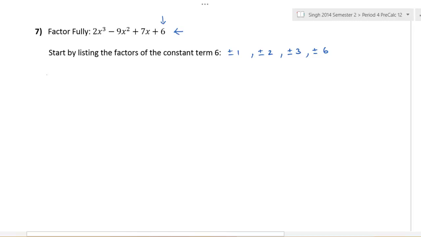I'm going to start off by trying x equals 1. So when I try x equals 1, I'm going to plug x equals 1 into that polynomial and hope I get a remainder of 0. Let's try that. When I plug in x equals 1, I'm going to get 2 times 1 cubed minus 9 times 1 squared plus 7 times 1 plus 6. Do the math. You're going to get a remainder of 6. So I know a value of 1 is not going to work. Let me try something else.